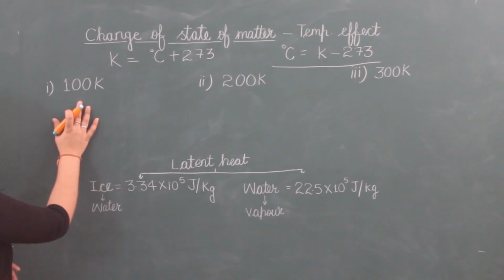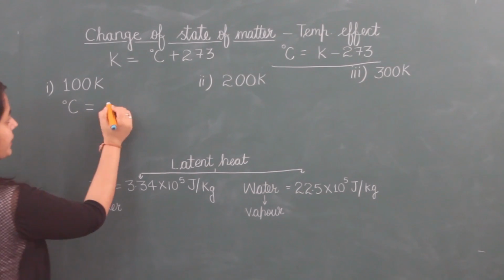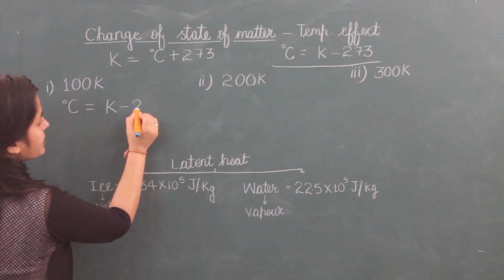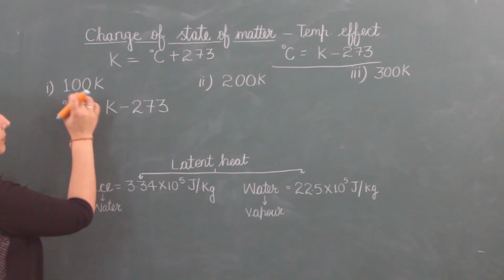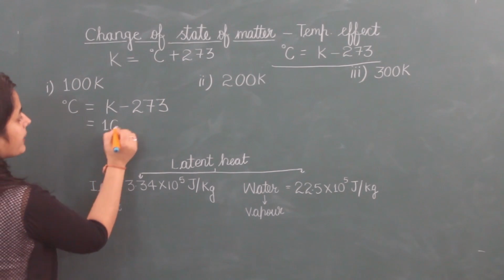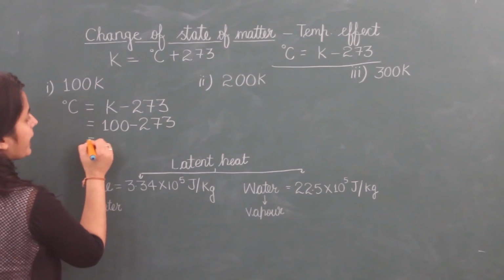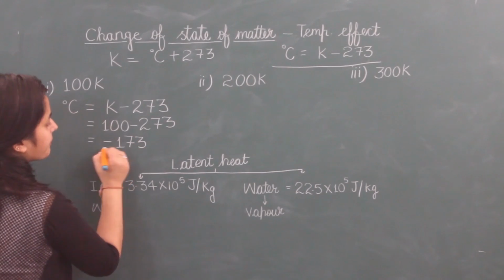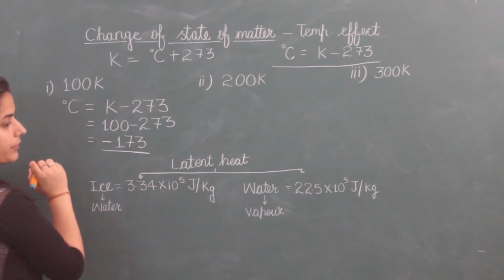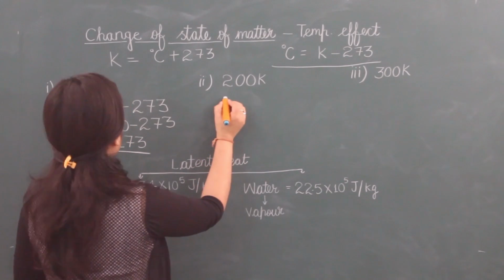So your first question was 100 Kelvin. To convert it into degrees Celsius, we will use this formula. In place of Kelvin, we will write its value: 100 minus 273, and it will become minus 173. The minus sign is important. Now next is 200 Kelvin.